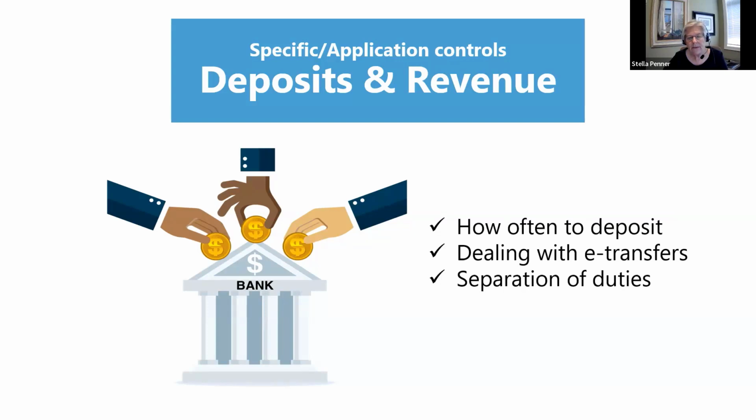Dealing with e-transfers, I've talked about briefly. So the controls that I would recommend if you are receiving email transfers is that you designate a specific email address, that all payments have to go to that email address, and two persons should have access to that email so that one person can't, like I said, divert any of the deposits without another person seeing that it's come in.